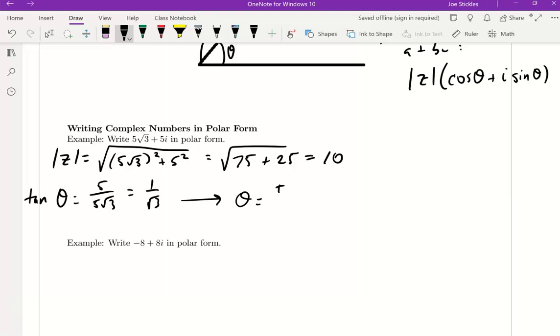Pi over 6. I have to be a little bit careful. Remember, I need to make sure I'm in the correct quadrant. If this is my x and this is my y coordinate, both of them are positive. So which quadrant are we in? First, and pi over 6 is in quadrant 1, so we're good. So when we write this number in polar form, we will write it as 10 times cosine of pi over 6 plus i sine of pi over 6. And that is that same number in what we refer to as polar form.